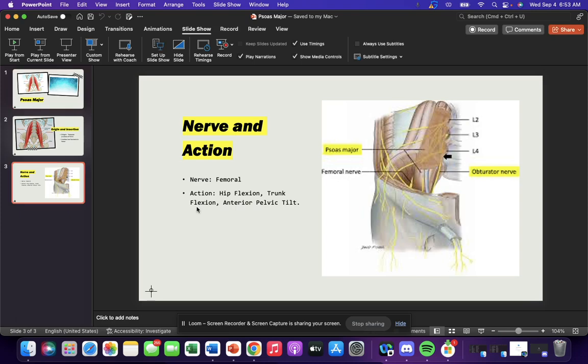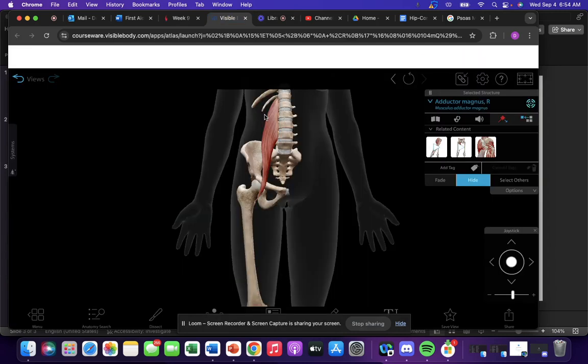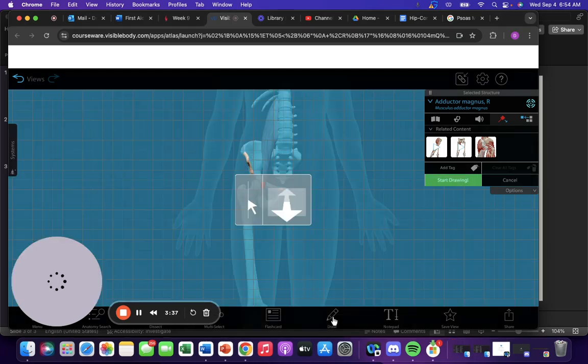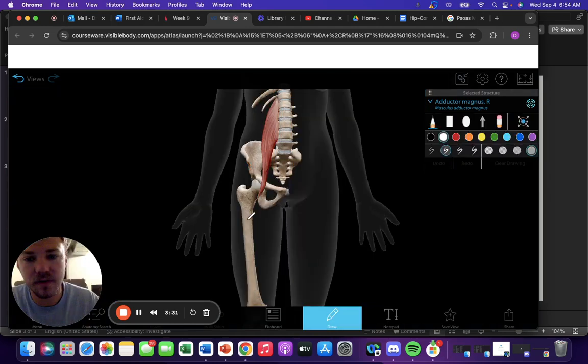So as we cross over to Visible Body, we can see that I have the psoas major isolated here, and get out my little handy dandy drawing tool. Alright, so basically what it's going to do is it's going to flex this hip. So that means you're basically bringing your knee up to your trunk.